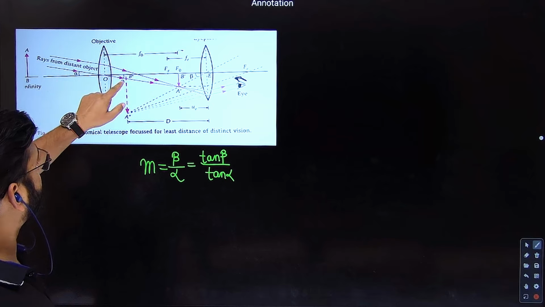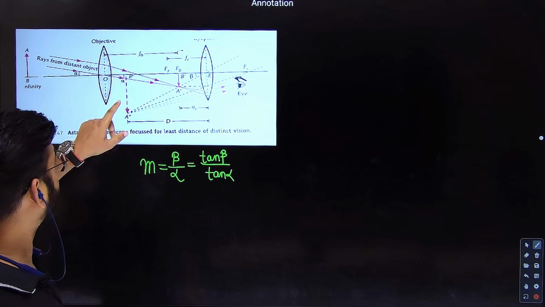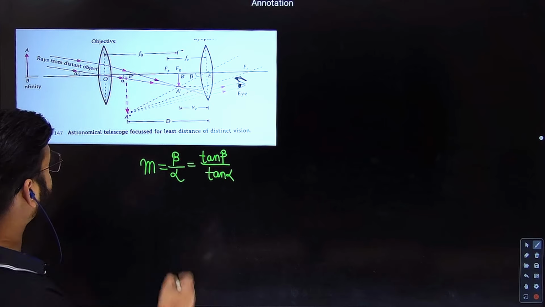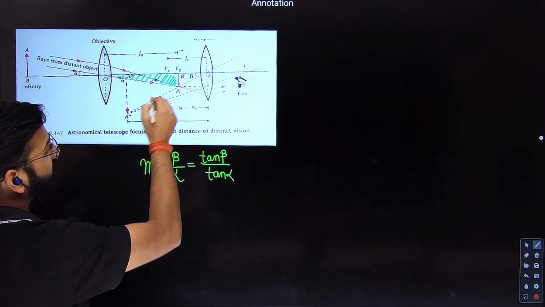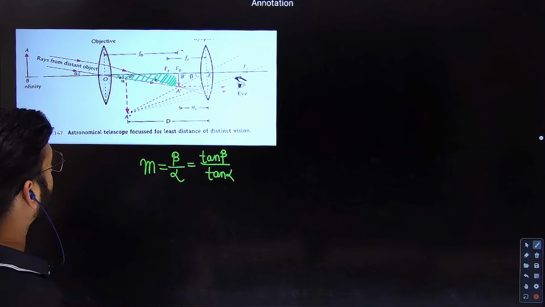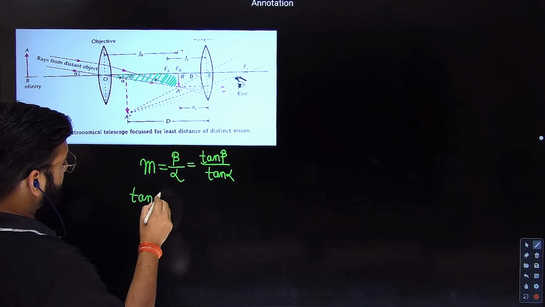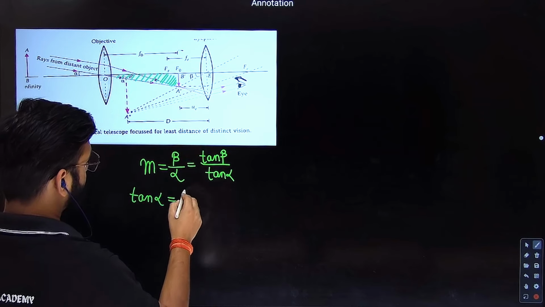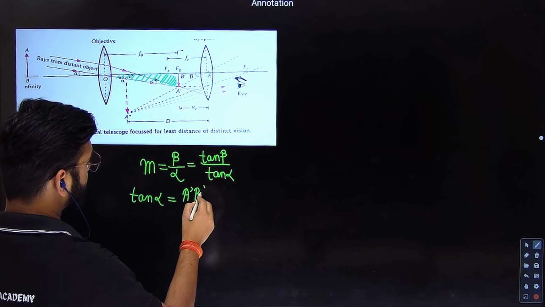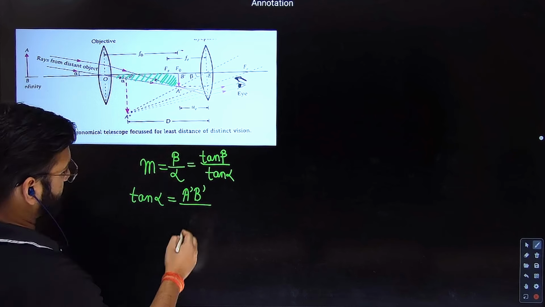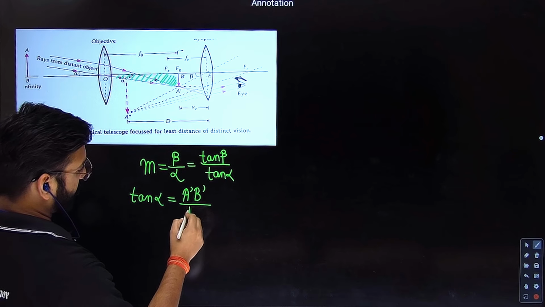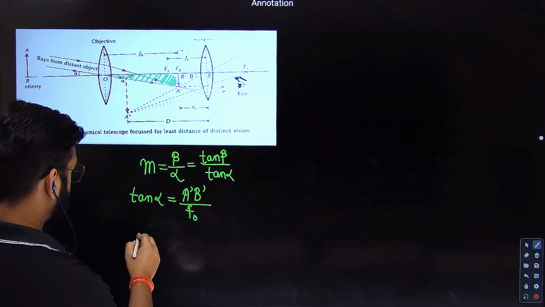If this is alpha, this will also be alpha vertically. Opposite angle, if this is alpha, this will also be alpha. So if I focus on this triangle, what is tan alpha? Tan alpha will be equal to A dash B dash divided by, what is the base? FO, the focal length of the objective.